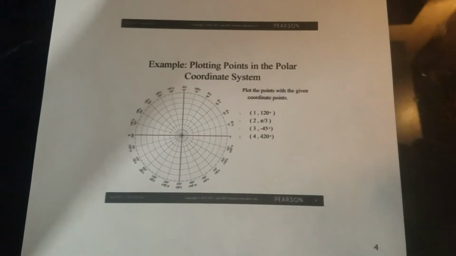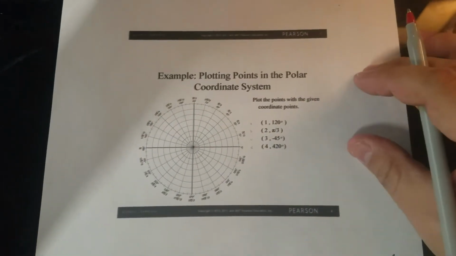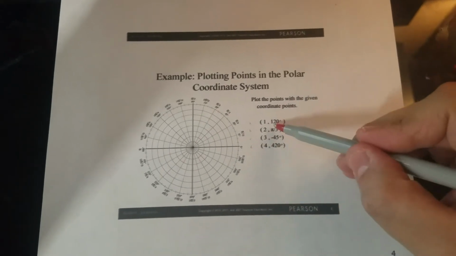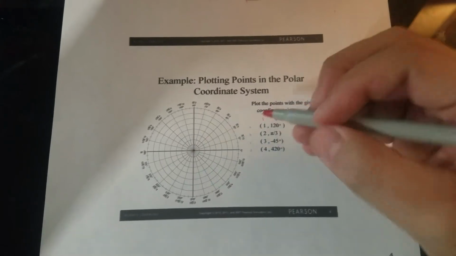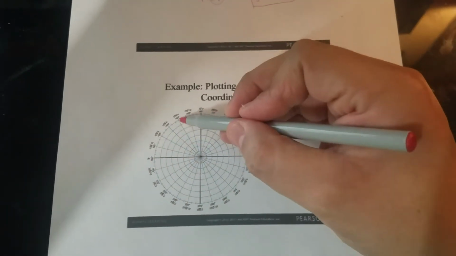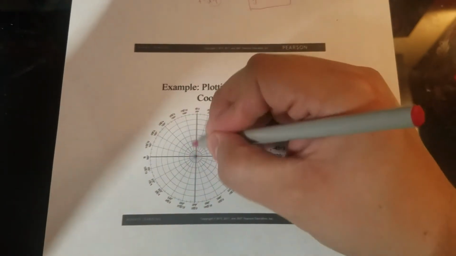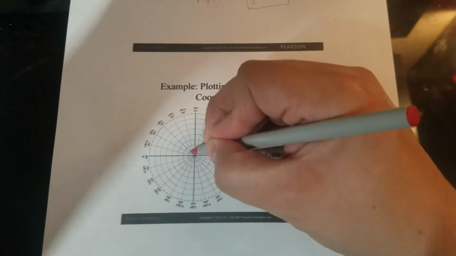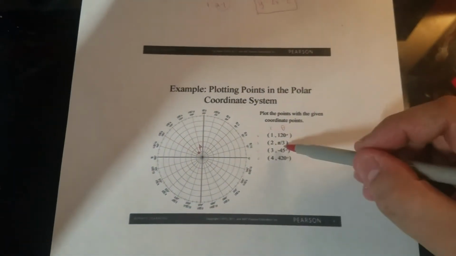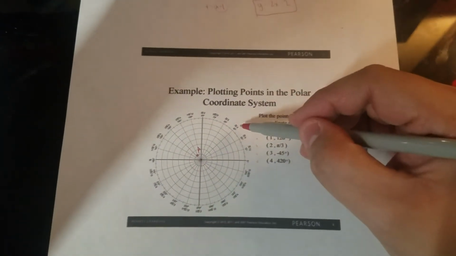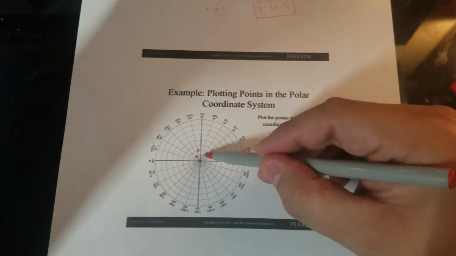Okay. Last thing here, plotting polar coordinates. You start with the r and theta. You don't start with the angle first. So 120, you go to 120. It's right here. You go to the middle, and this one's telling me to go 1 out. So 1 out. That's my first point. Then pi over 3. So you go to pi over 3. You go to the middle, and this one's telling me to go 2 out. So 1, 2 out.